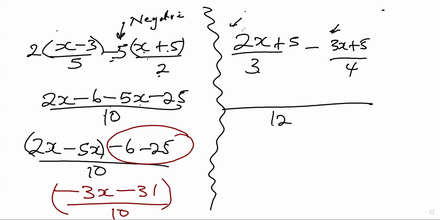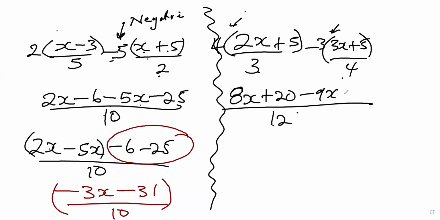3 into 12, 4 times. 4 twos, 8. 4 fives, 20. 4 into 12, 3 times. Remember, this is minus 3. That's the error that students make. All right, so negative 3 times 3x is going to give us negative 9x. Negative 3 times 5 is going to give us minus 15.